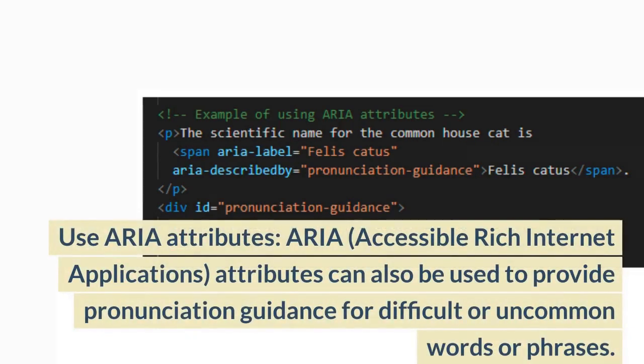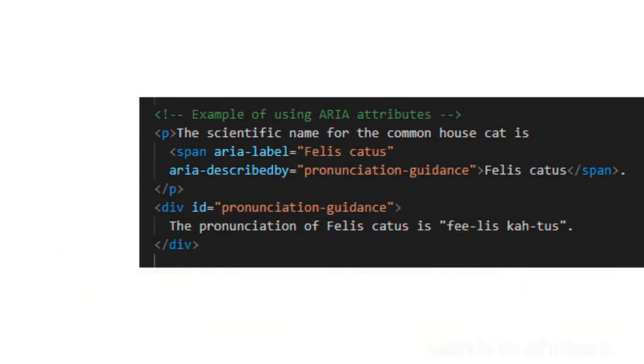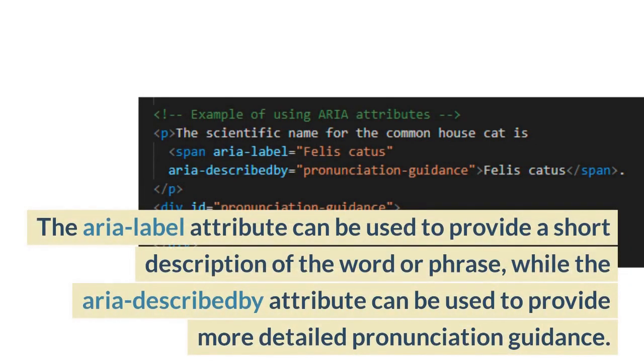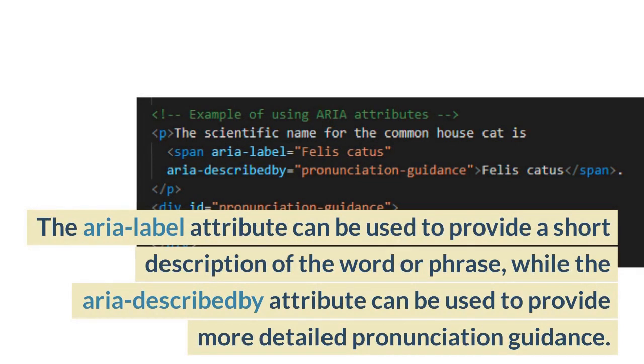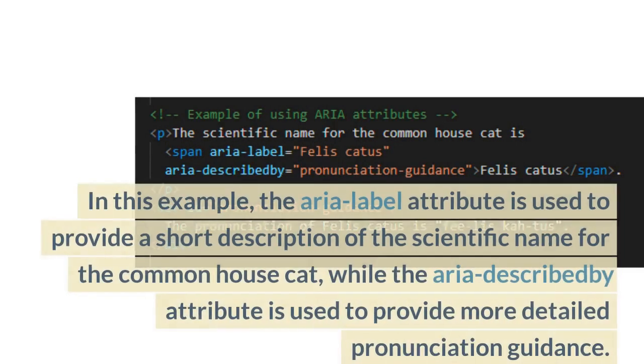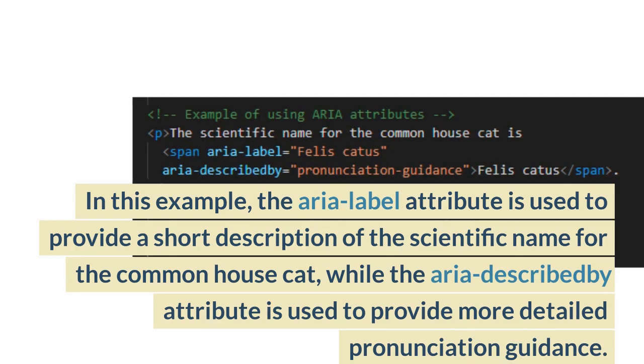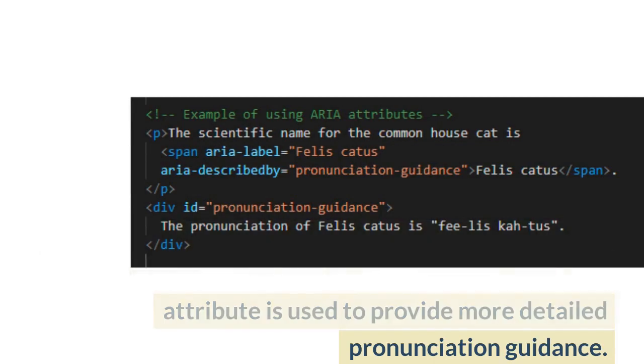Use ARIA attributes. ARIA, accessible rich internet applications, attributes can also be used to provide pronunciation guidance for difficult or uncommon words or phrases. The ARIA label attribute can be used to provide a short description of the word or phrase, while the ARIA describedby attribute can be used to provide more detailed pronunciation guidance. In this example, the ARIA label attribute is used to provide a short description of the scientific name for the common house cat, while the ARIA describedby attribute is used to provide more detailed pronunciation guidance.